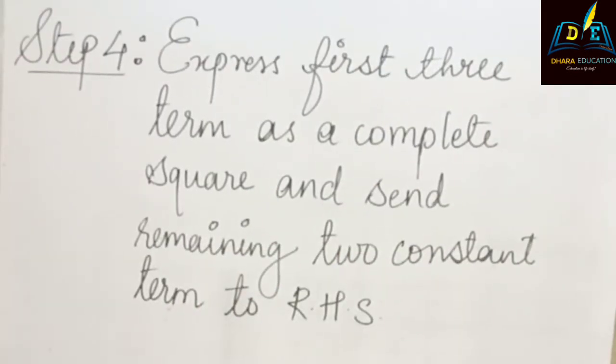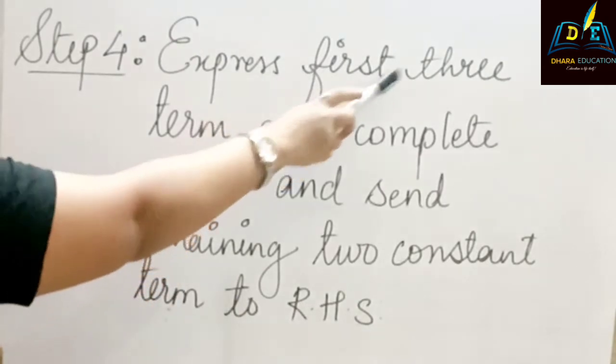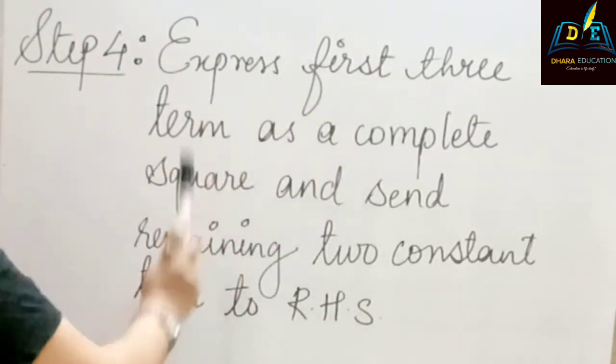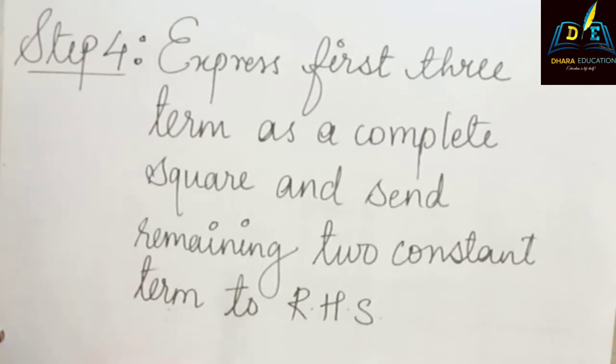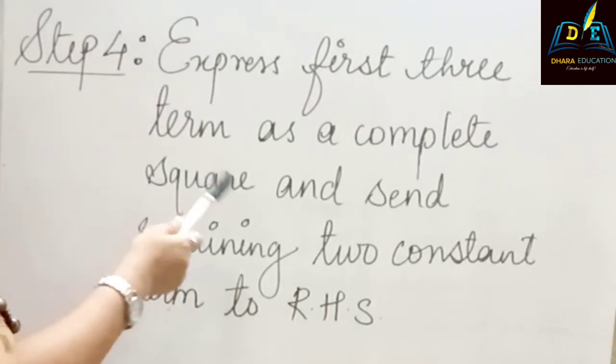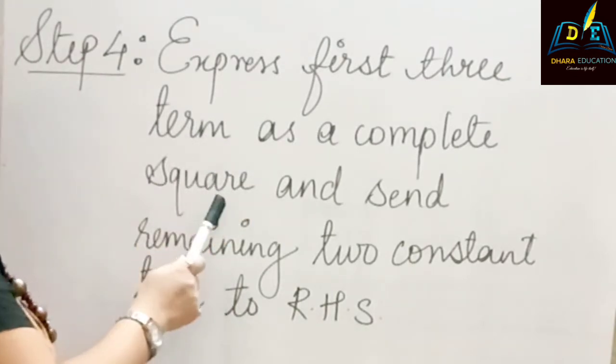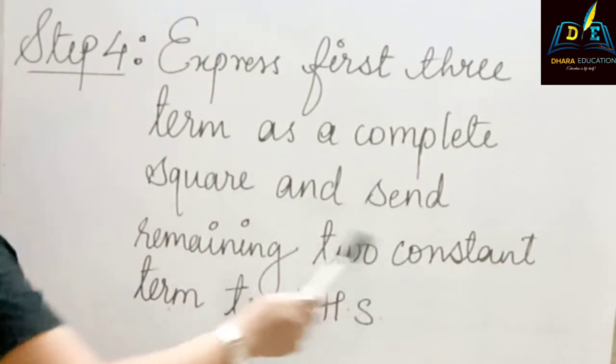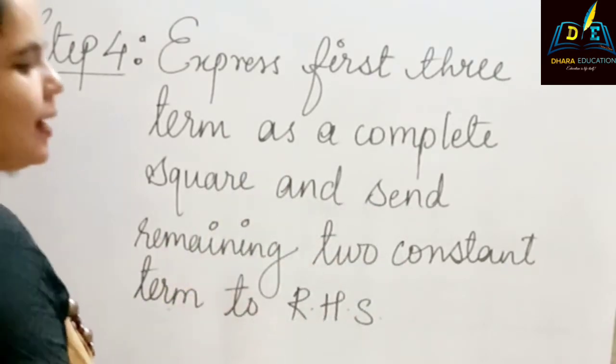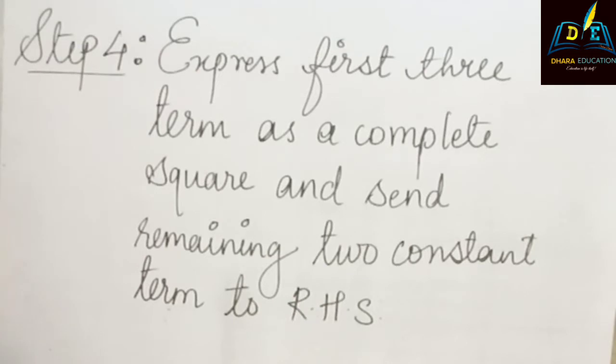Our next step, the fourth step, is to express the first three terms as a complete square. So we have to express the first three terms as a complete square and send the remaining two constant terms to the RHS, that is, the right hand side. So we have to send the remaining two constant terms into the right hand side.